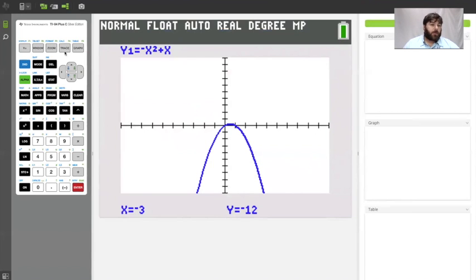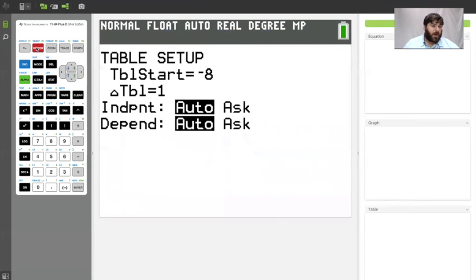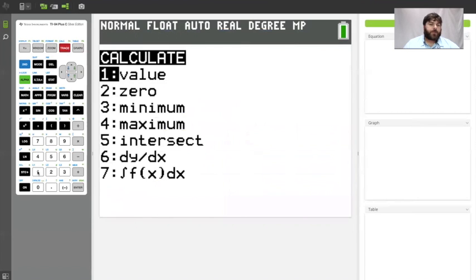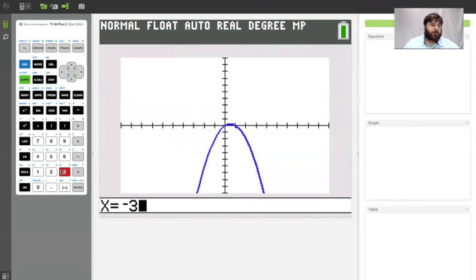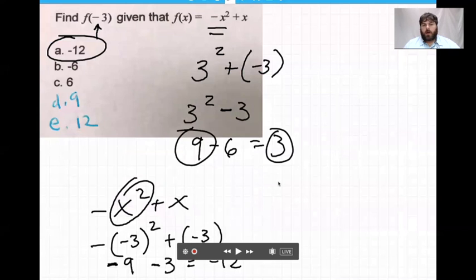That's not going to be on your table. When you look at the table, 3.52 is not going to be on there. Of course, unless you set it up that way with table setup, you could make it start at negative 3.52 and go up by 1. But I want to get this negative 15.9. Second, calculate number 1, the value. Basically, it's saying, what number do you want me to plug in for x? And you say, I want you to plug in negative 3.52. You hit enter and it will tell you that y value. Okay? All right, moving on.